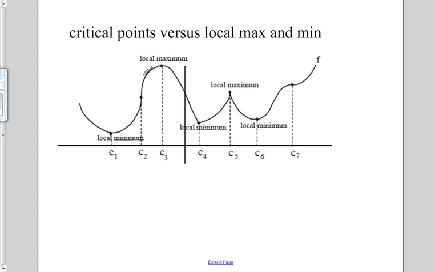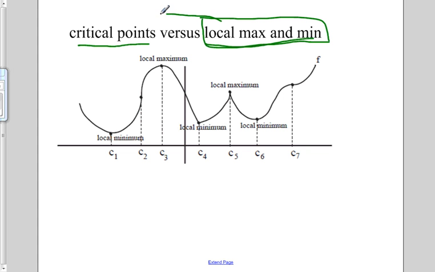Important definition, or not definition, but a conceptual understanding. Critical points versus local max and min. Now, whenever there's a local max or min, there will be a critical point. So whenever there's a local max or min, there necessarily is a critical point.